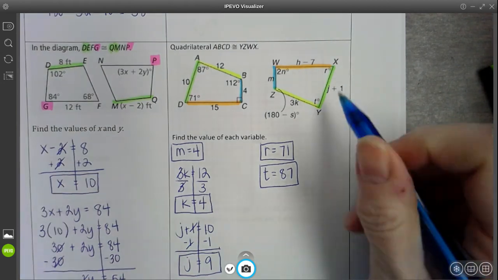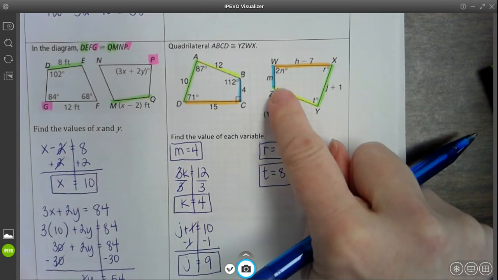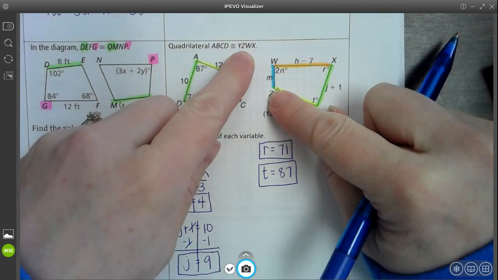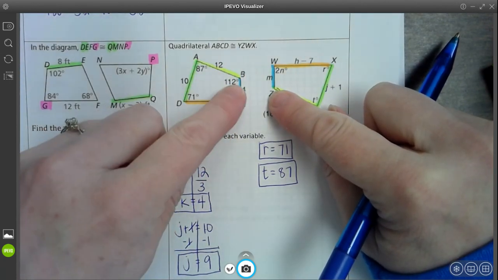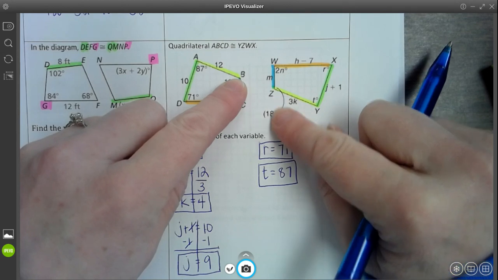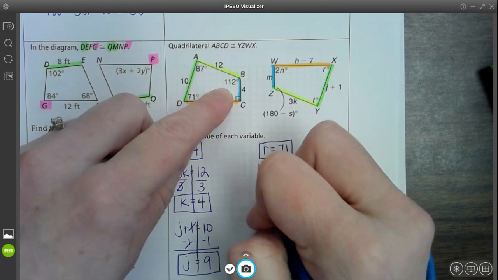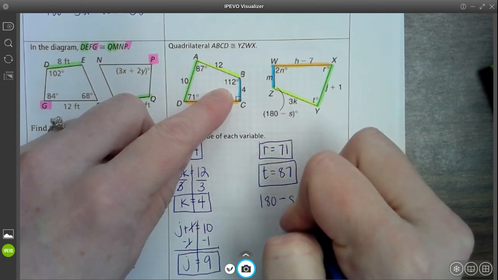Okay, next, moving around, I'm going to do this one, 180 minus S. That is angle Z. Z is the second letter here. The second letter here is B. So B and Z are the same. So I can write an equation, 180 minus S equals 112.